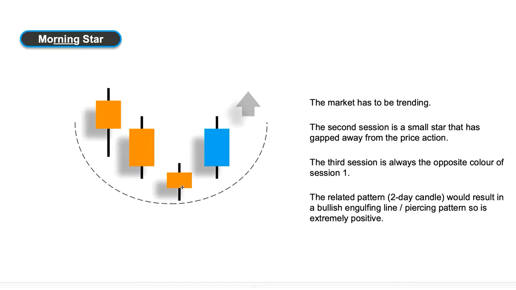Now, confirmation is required. So the next candle, we start to see a blue candle or an up candle, and that confirms that the morning star formation is finished, and it gives you a potential there to place a trade on the upside.